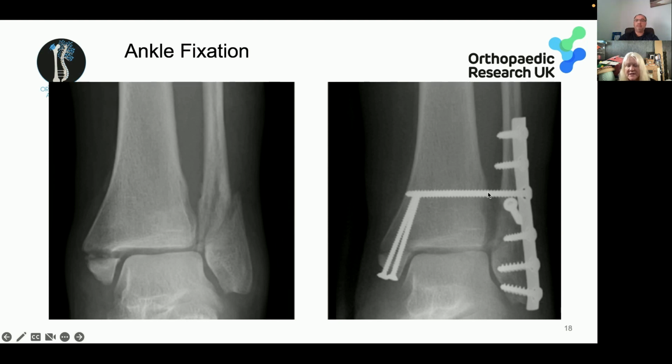We used to take out the syndesmosis screws routinely. Again, we don't do that anymore. Sometimes they break, but they don't tend to cause any problems. But we do take them out if they're causing any symptoms.